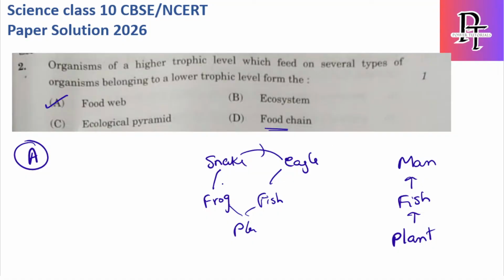Because that consists of a food web. And why am I saying it is a food web, not a food chain? Because I clearly mentioned it feeds on several types of organisms belonging to a lower trophic level. So if lower trophic levels, suppose 1, 2, 3, are present and one is dependent on multiple things, then it is a food web. And here it is a single hierarchy, where the higher trophic level is dependent upon only a single element. Okay, so hope you understood.